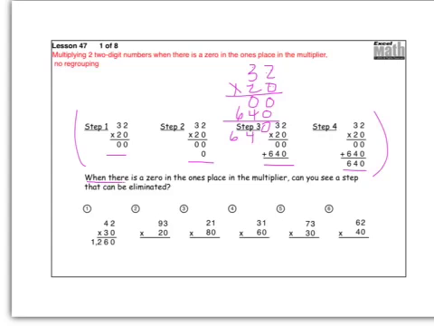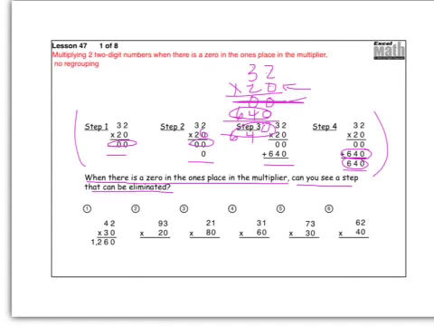And they ask you when there is a 0 in the ones place in the multiplier, that would be right there, can you see a step that can be eliminated? Well, hopefully you notice that this first step of multiplying by the 0 is a waste of time, because look, you get 640 here and 640 right there. There's no point in even doing this part.